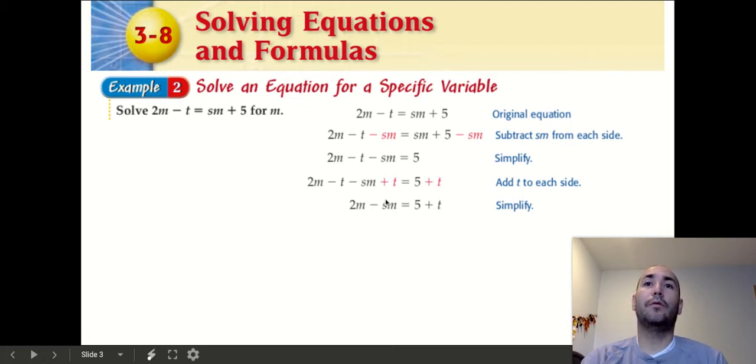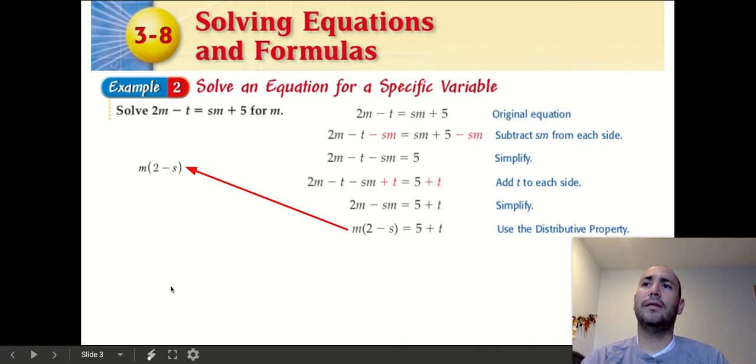Now I notice that both of these have m. I can factor out or divide out the m, and it leaves me with 2 minus s. Now some of you may say, how does that work? Well, it's really just the distributive property backwards. If I looked at m times 2 minus s and wanted to multiply that, I'd use the distributive property: m times 2 and m times s, which would give me 2m minus sm, which, if you notice, is what we started with.